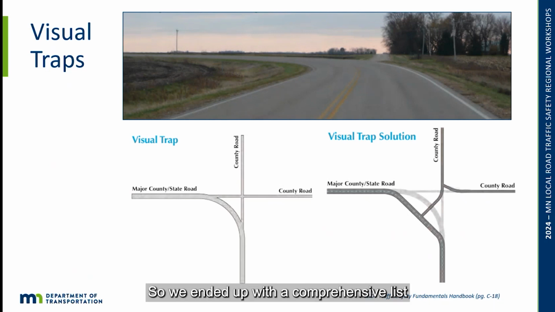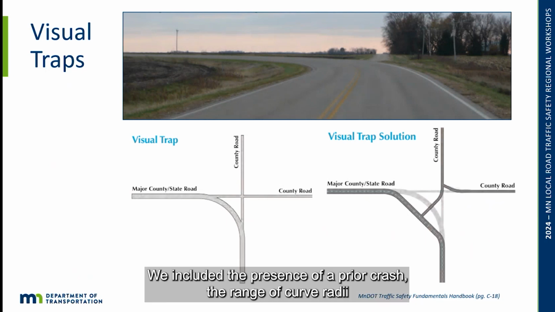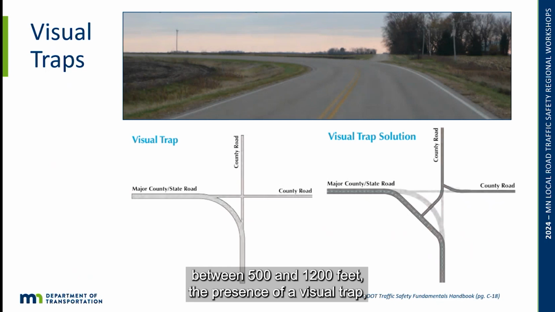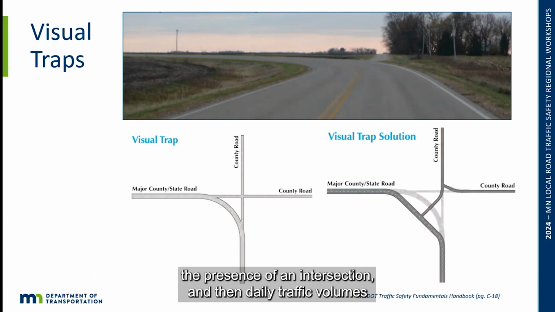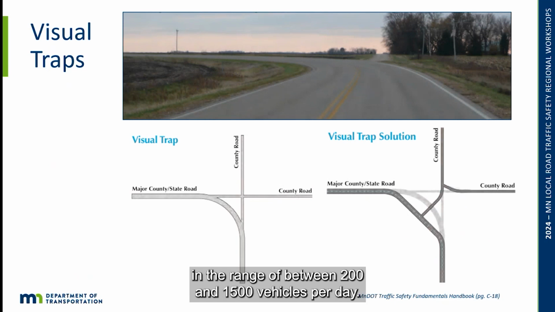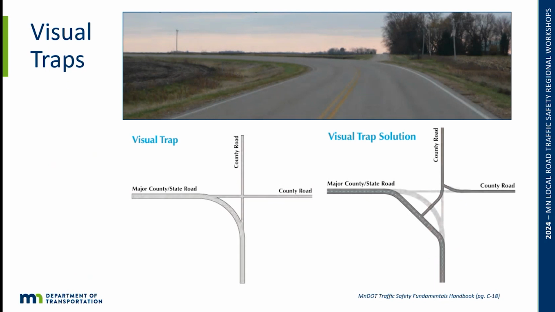and the presence of visual traps also increased the risk at horizontal curves. So we ended up with a comprehensive list of 5 risk factors to identify curves. We included the presence of a prior crash, the range of curve radii between 500 and 1,200 feet, the presence of a visual trap, the presence of an intersection, and then daily traffic volumes in the range of between 200 and 1,500 vehicles per day.